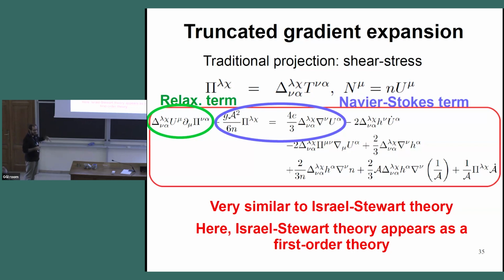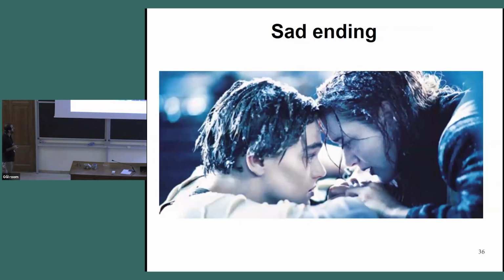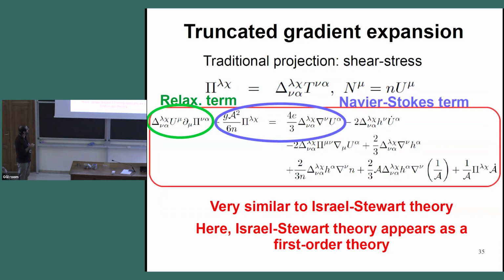But up here, there's no velocity, no nothing. Iso-Stewart is a first order theory to some extent, right? Okay, now it doesn't end well. So up to here, I was very excited.